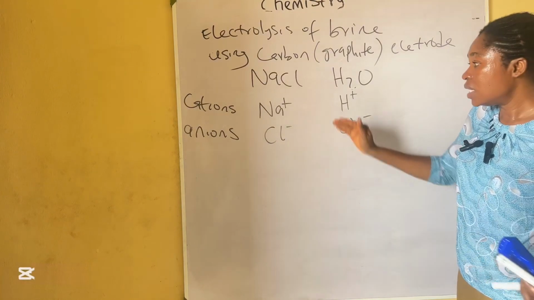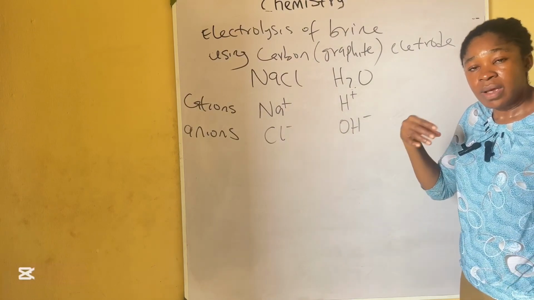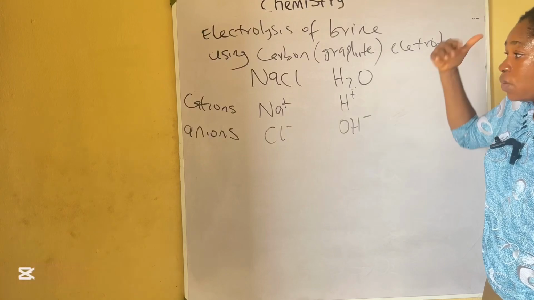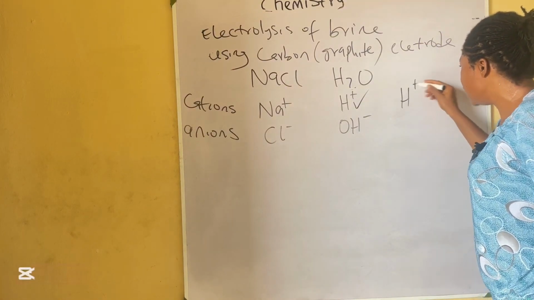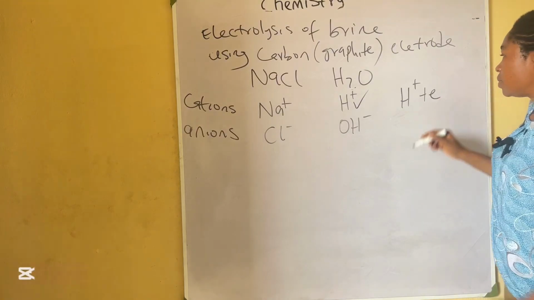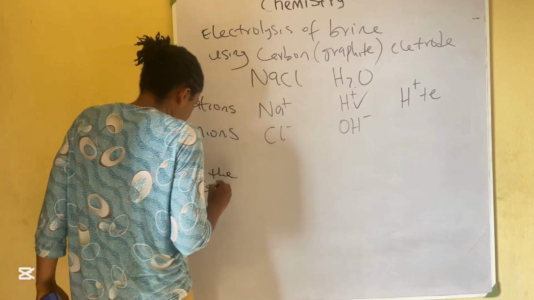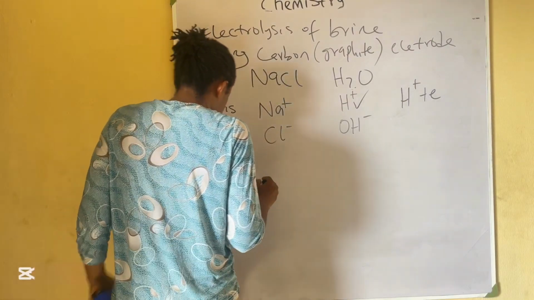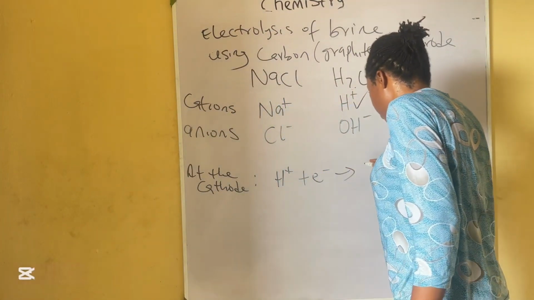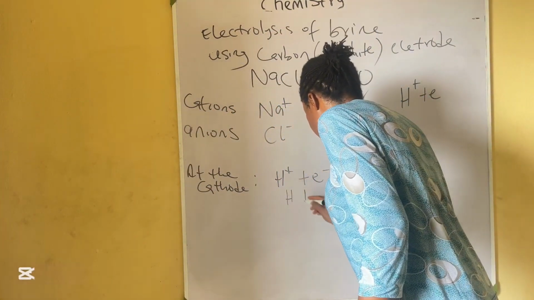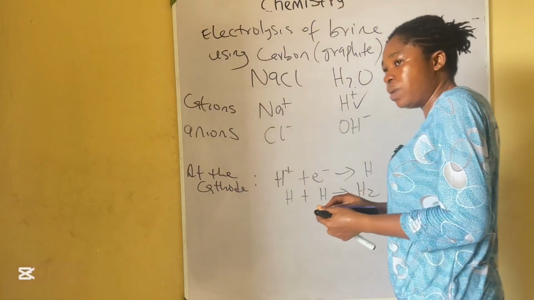So according to position, the ions that are lower in the electrochemical series will be preferentially discharged over those that are higher in the electrochemical series. So this one will be discharged as hydrogen gas. So let me write it there. At the cathode, hydrogen gas will be liberated.